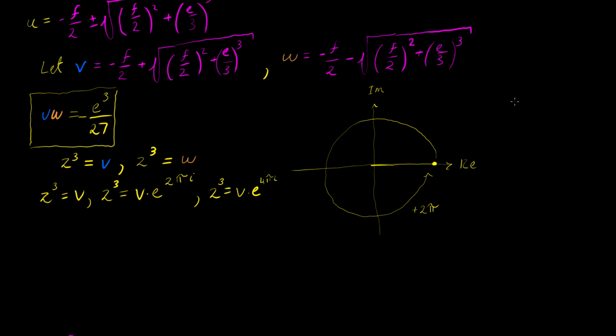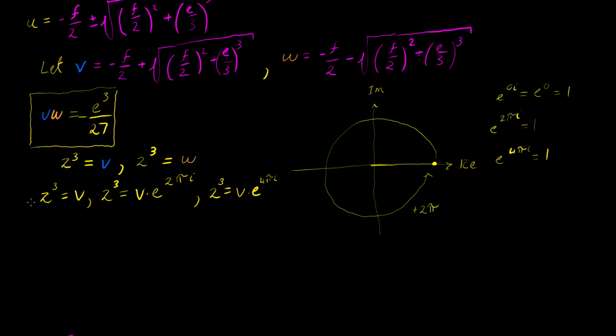And so on. So we know that e to the 0i is just e to the 0, which is just 1. We know e to the 2 pi i is also going to be equal to 1, and e to the 4 pi i is going to be 1. We could do e to the 6 pi i, but what you'll find is that you just get a repeat solution.